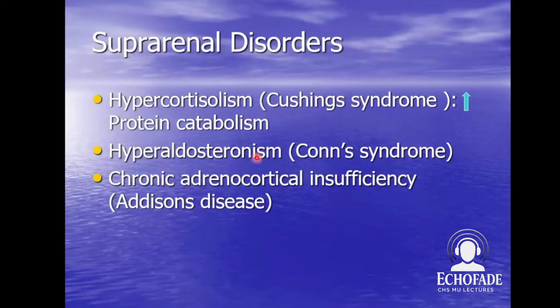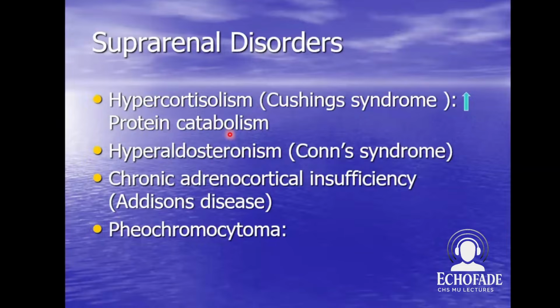You have chronic adrenocortical insufficiency. That's insufficiency of all those hormones. You know the function of the hormones, and therefore, if we have insufficient hormones, it will have the opposite of what it is supposed to do.